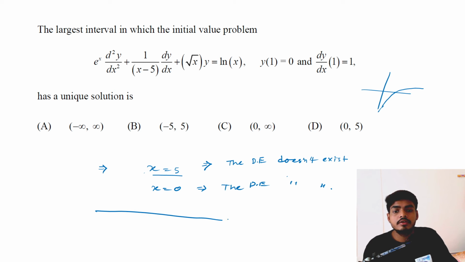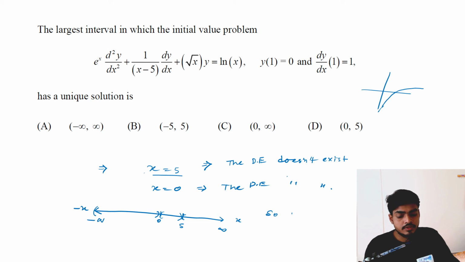So, you can simply draw the x-axis. Here, let's say it is 0. And the other point is 5. So when it is 5, then the differential equation is not existing. From 0 to 5 it is existing. At 5 it is not existing. From 5 to infinity it is existing, and left of 0 also it is existing, minus infinity to 0. But at 0 and 5 it is not existing.